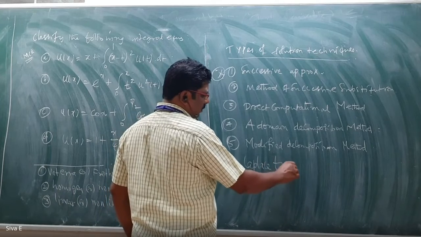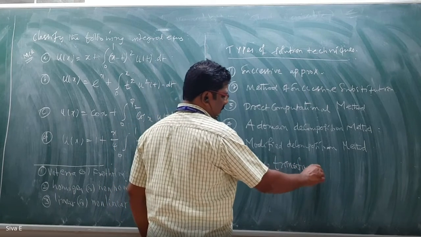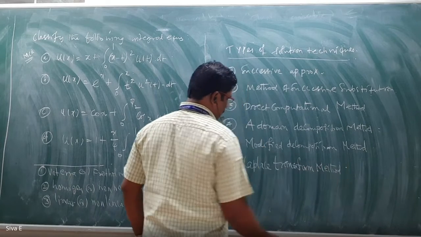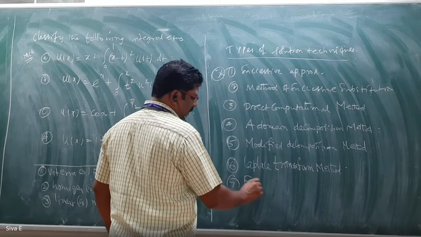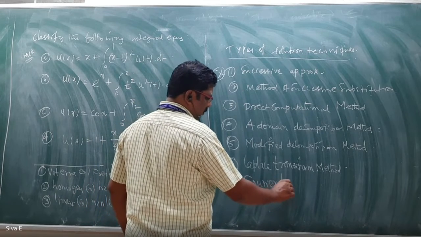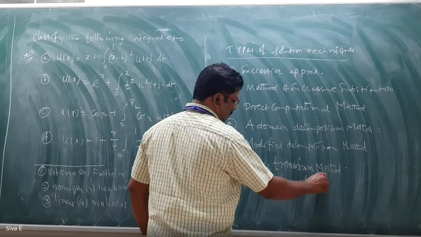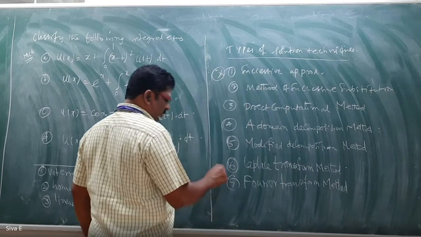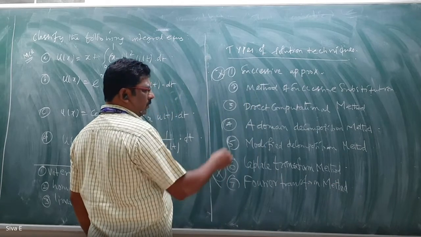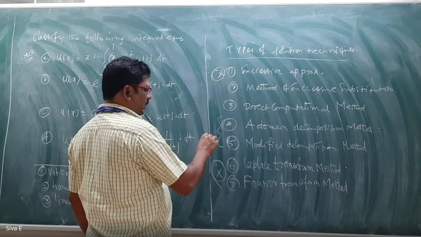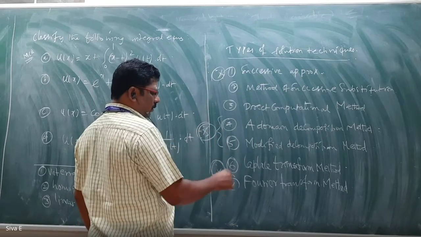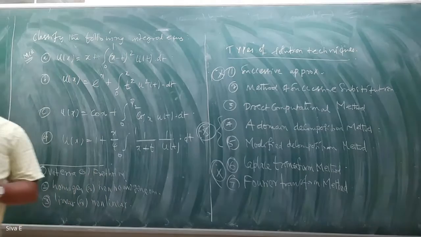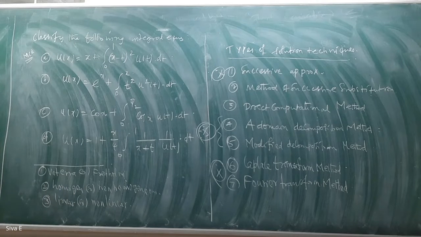This is a general one that everyone uses: Laplace transform method. Fourier transform method. These two are very famous methods. These are the old ones, but later the Adomian decomposition method and modified decomposition method were developed.